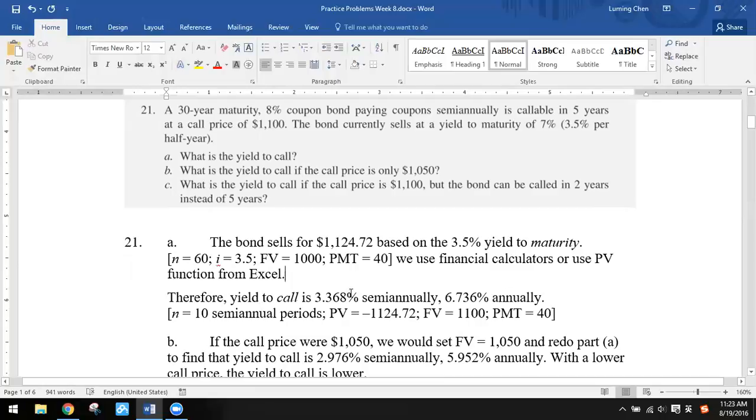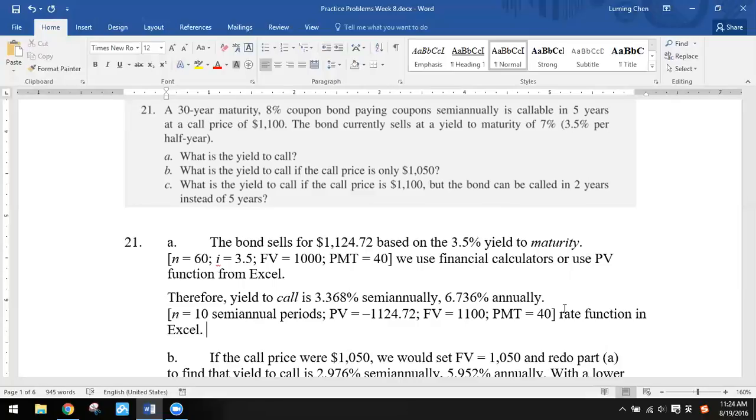Therefore, for the yield to call, now the future value has changed from 1,000 to 1,100. So now to get the yield to call, we plug in the current selling price, the future value, the callable price of 1,100. The payment is the same, and now it's callable in 5 years, and the coupon is given semi-annually. So there are 5 times 2, or 10 periods. And for the yield to call, we use the rate function, or we use our financial calculator. It's either YTM or I over Y.